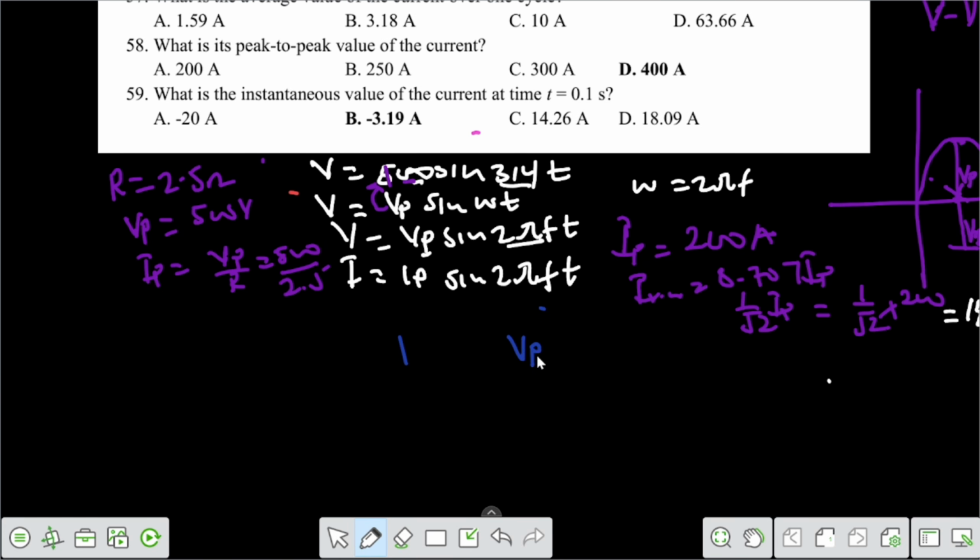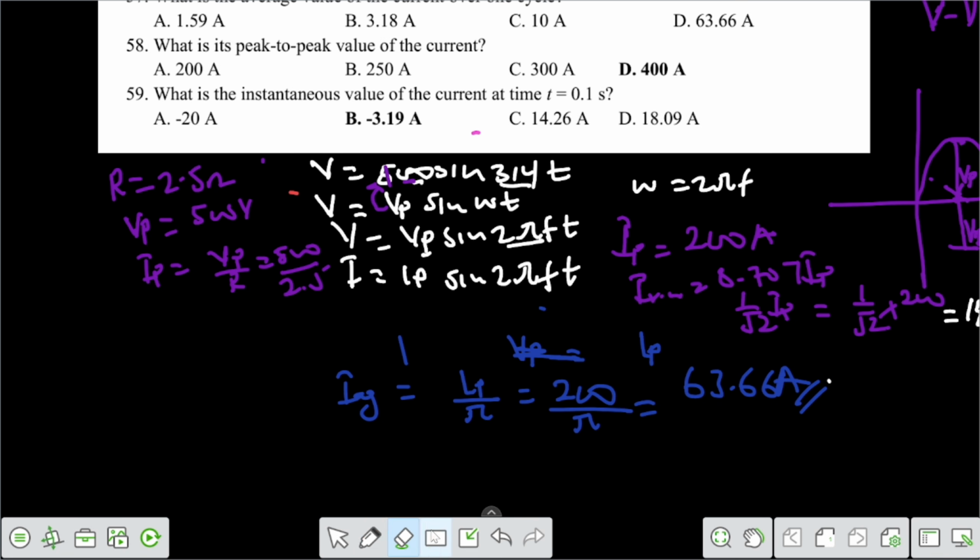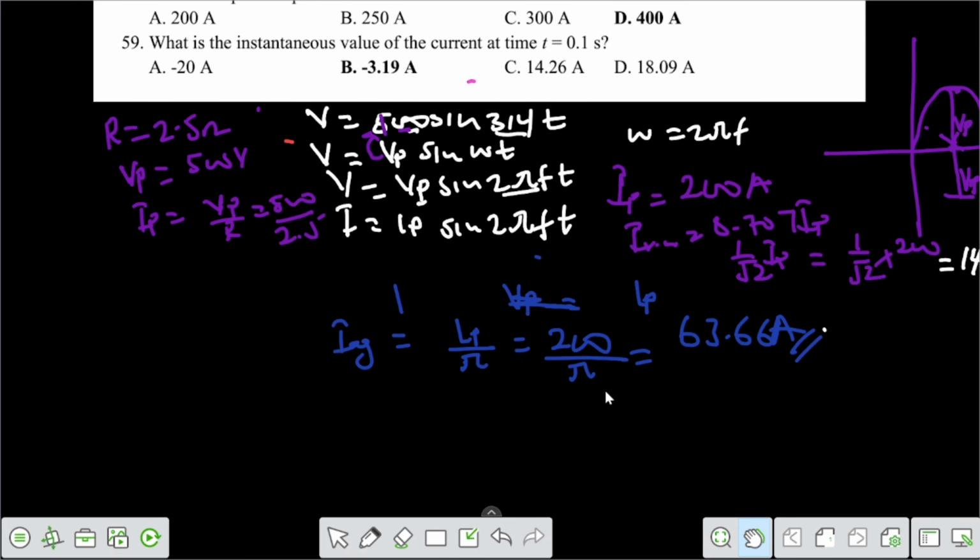The peak voltage, or the peak current. So let's use it in terms of current. The peak current to the average current. I average is equal to the peak current divided by pi. We already have the peak current to be 200. So 200 divided by pi gives us a resulting value of 63.6 amps. Okay, so we can also choose that one from the options.